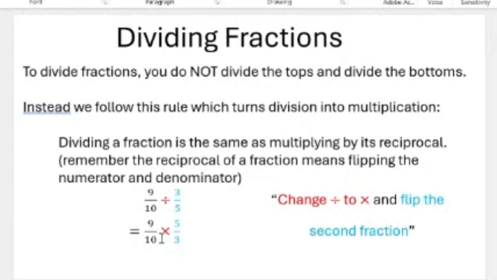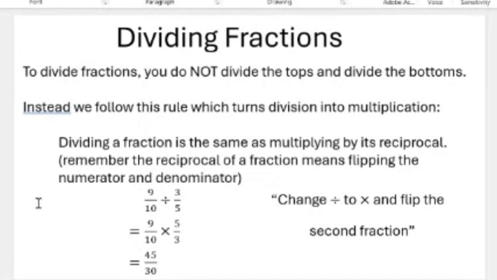And now it's just multiplying. So now we just follow our multiplying rule. 9 times 5 on the top is 45. 10 times 3 on the bottom is 30. Or I could have reduced 9 and 3, both divide by 3. Or 10 and 5, both divide by 5. But I chose this time to just go ahead, since the numbers aren't too big. 9 times 5, 10 times 3, 45 over 30.